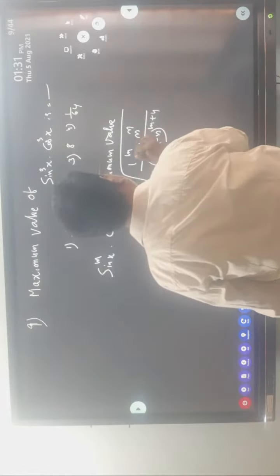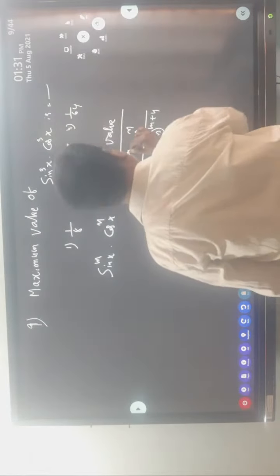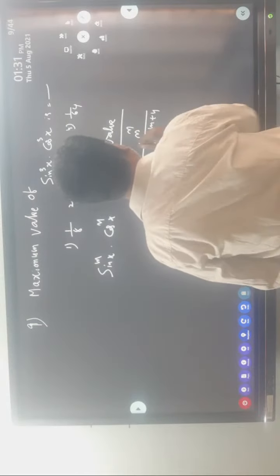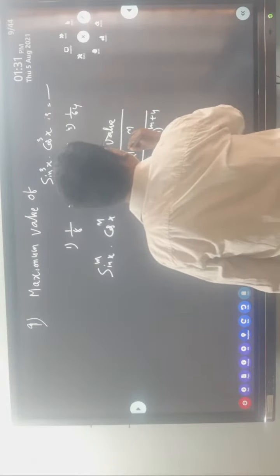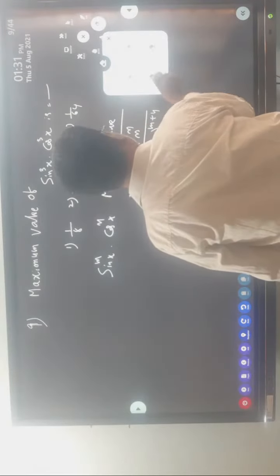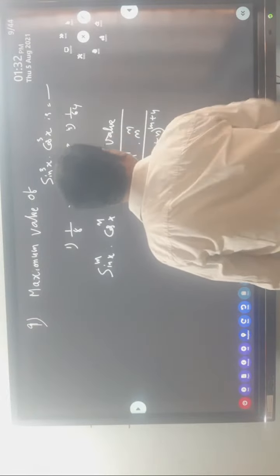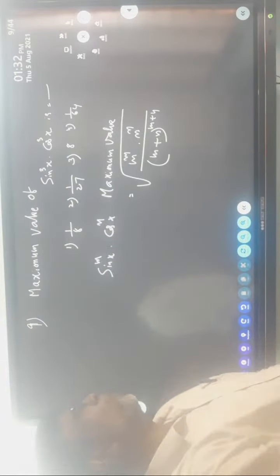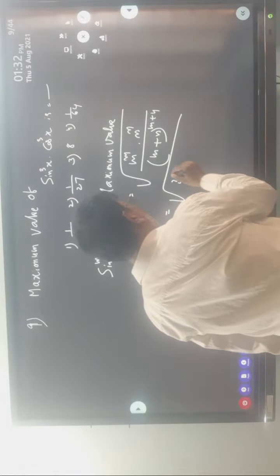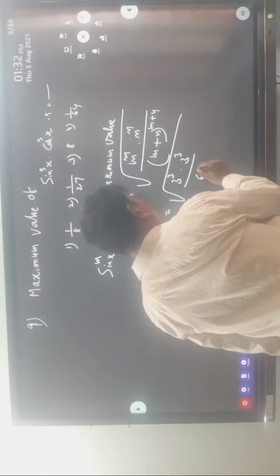Recollect the formula once again: m power m, n power n by m plus n whole power m plus n. What is m? 3. Write the formula: 3 cube, 3 plus 3, 6, 6 power 6.